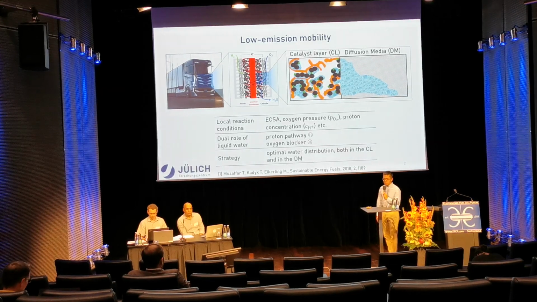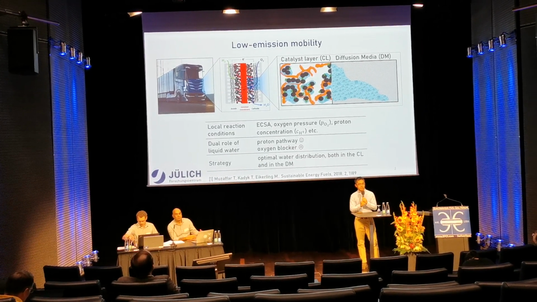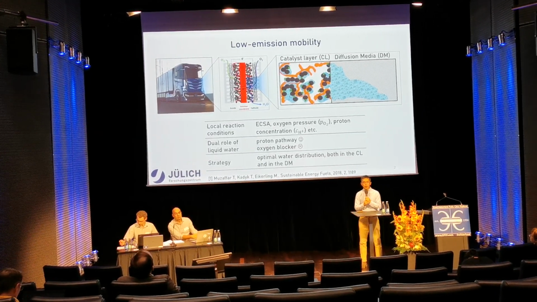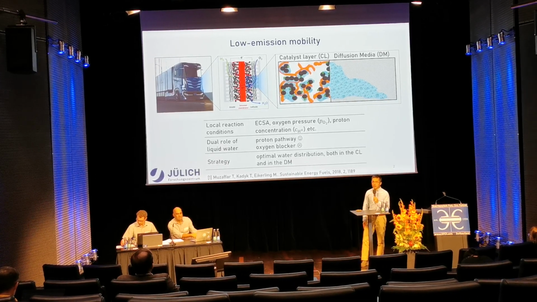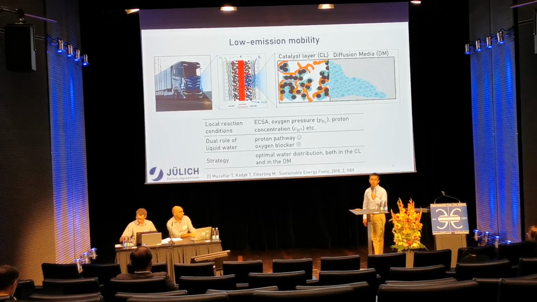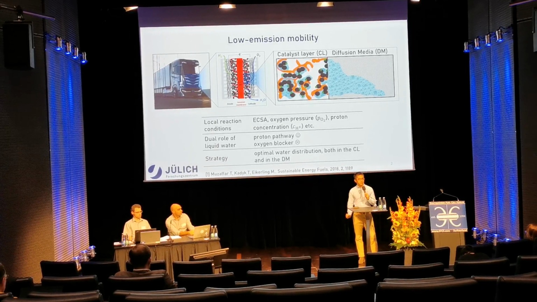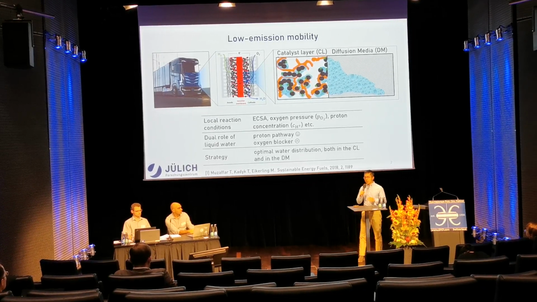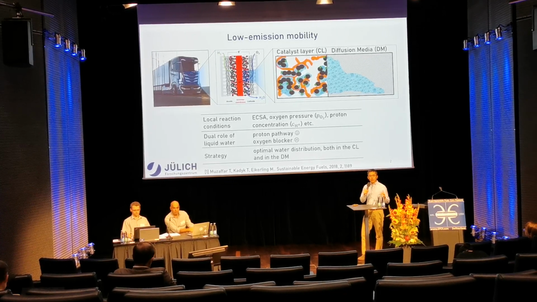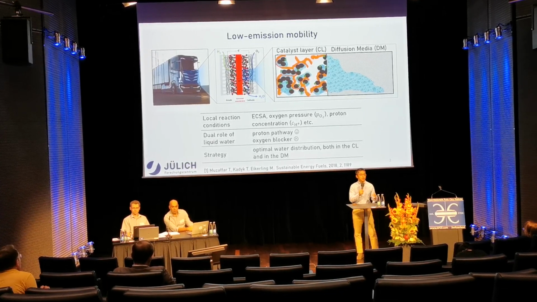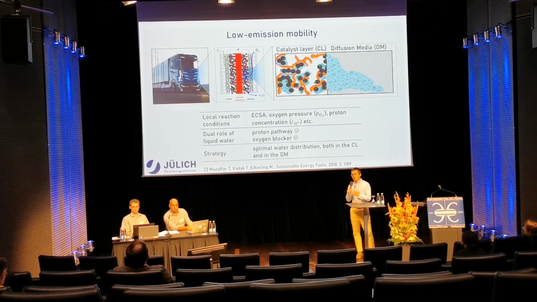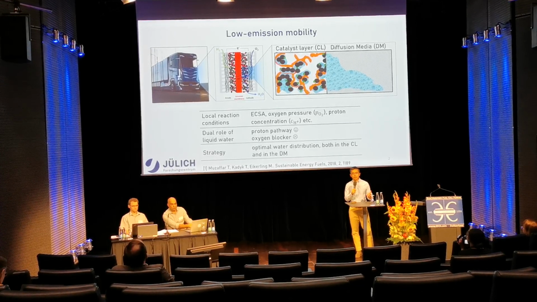To achieve low initial mobility, we use hydrogen as fuel. Good operation of a fuel cell hinges on local reaction conditions. In particular, liquid water plays a dual role. It builds a proton pathway, but it blocks oxygen transport. As a strategy, we need to ensure an optimal water distribution, not only in the catalyst layer, but also in the diffusion medium. It is the coupling between the catalyst layer and diffusion medium that matters.